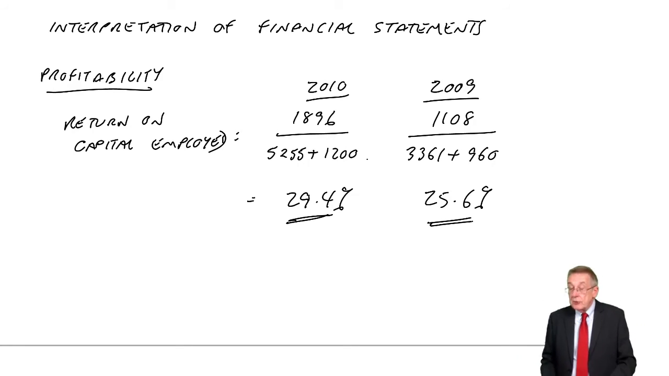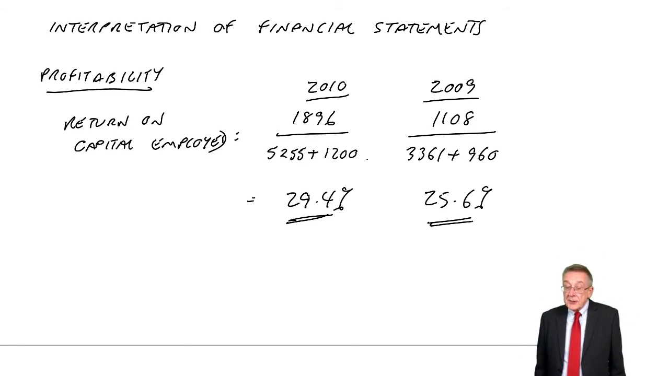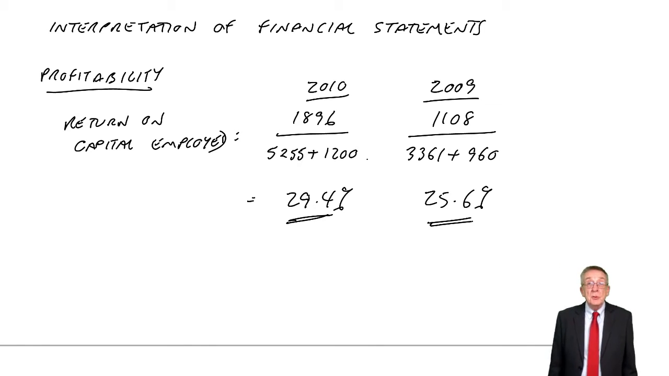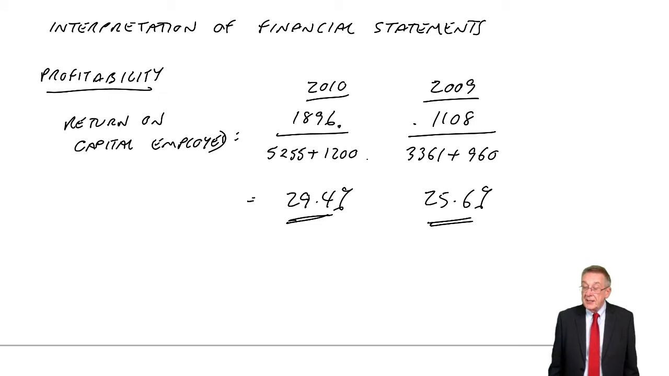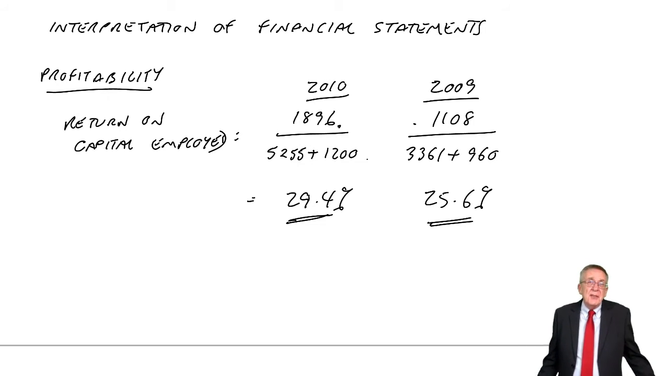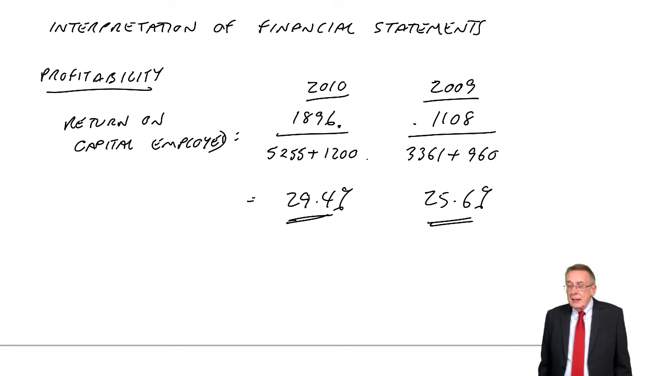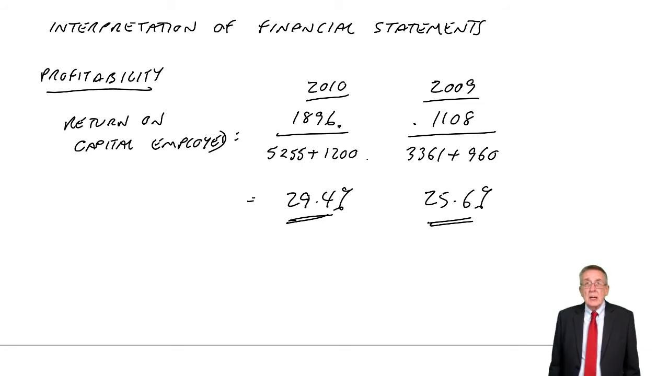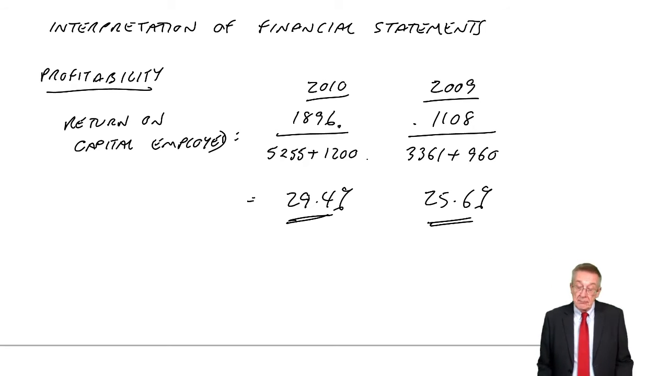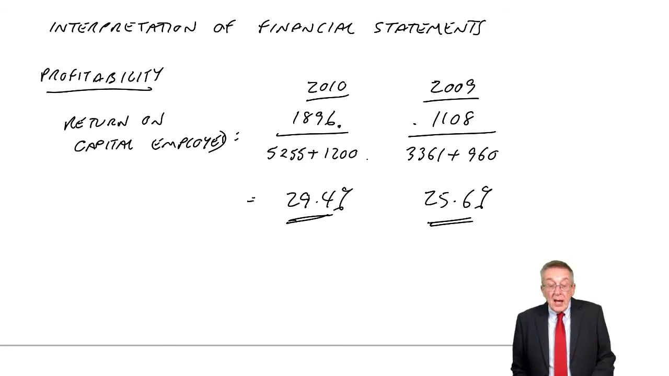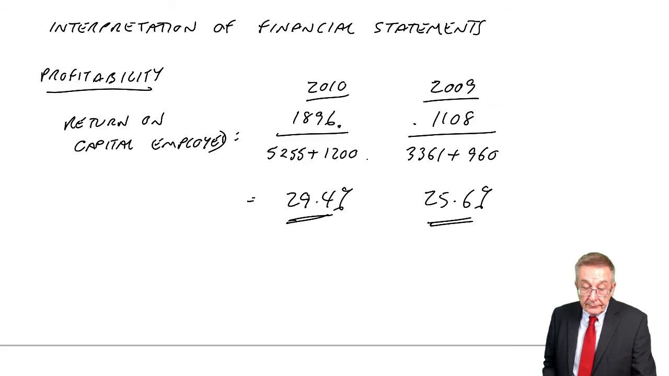So now we can draw a conclusion that certainly the profitability has improved. But I hope you see my point. Just saying it's gone from 1108 to 1896 on its own means nothing. We're measuring how well a company's being managed. It's the ratio that matters. That has gone up. It's good. One final thing on this one.